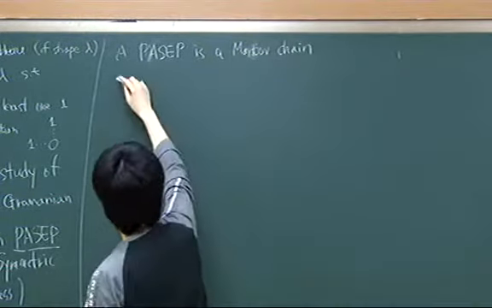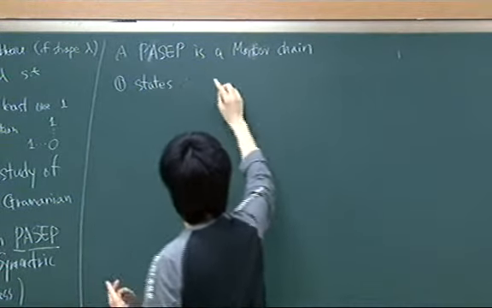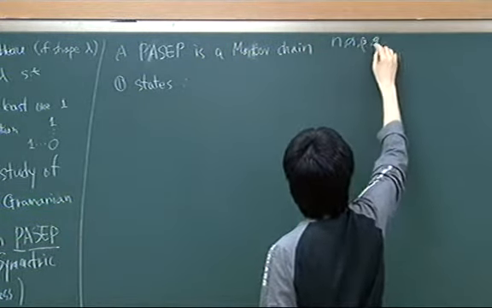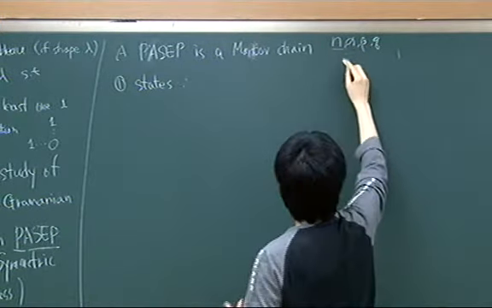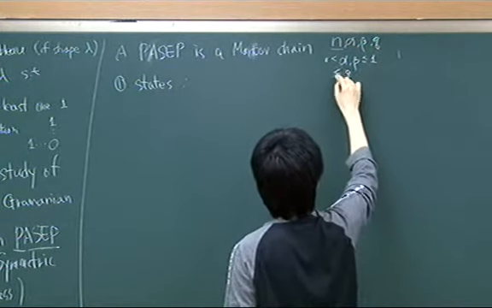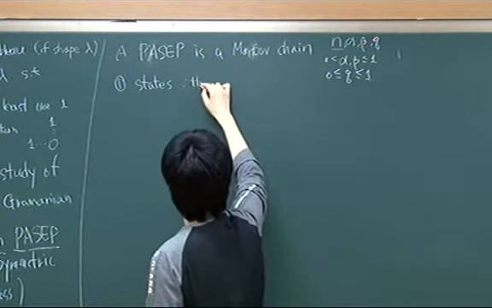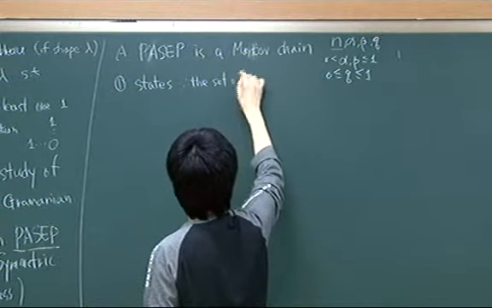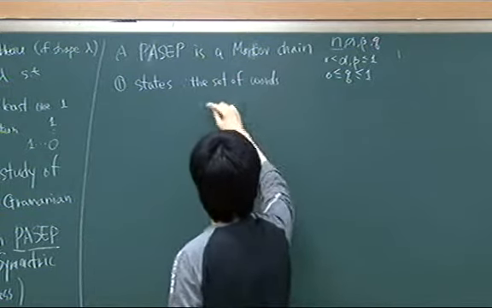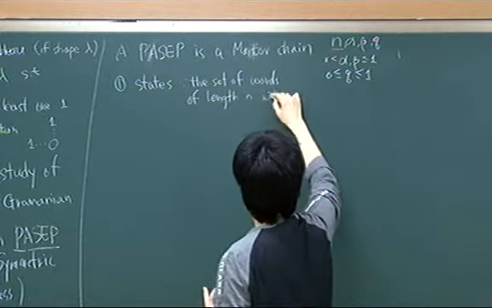A Markov chain with 2 things. First, the states. We fix n, alpha, beta, and q, where n is a positive integer, and alpha and beta are integers from 1 to q. The state space is the set of all words of length n with 2 letters.